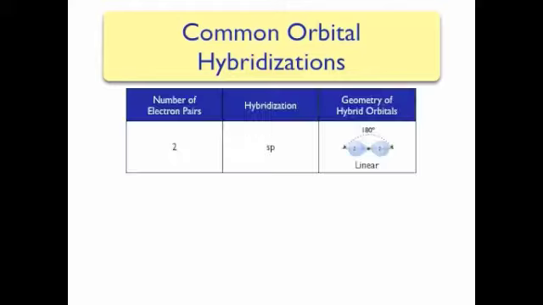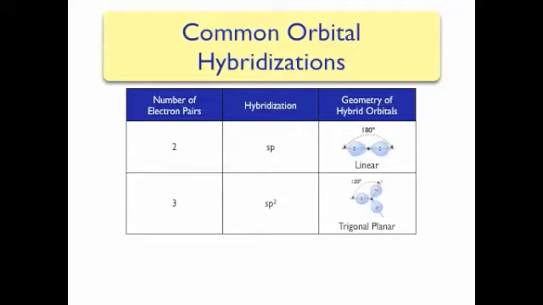Here are the 3 most common orbital hybridizations. You'll be asked to memorize them. If there are 2 electron pairs around an atom, typically both bonding, the atom is said to be sp hybridized. The hybrid orbitals will have a linear geometry with an angle of 180 degrees between them. This angle puts both electron pairs as far apart as possible.